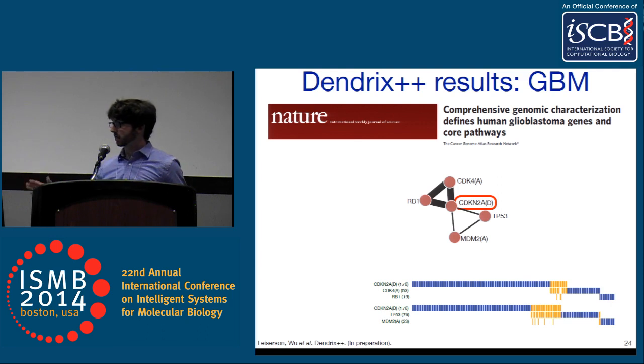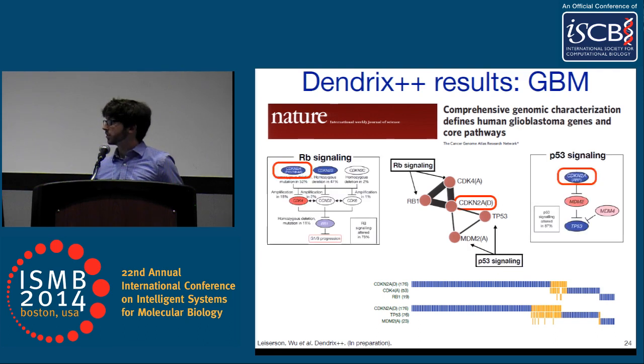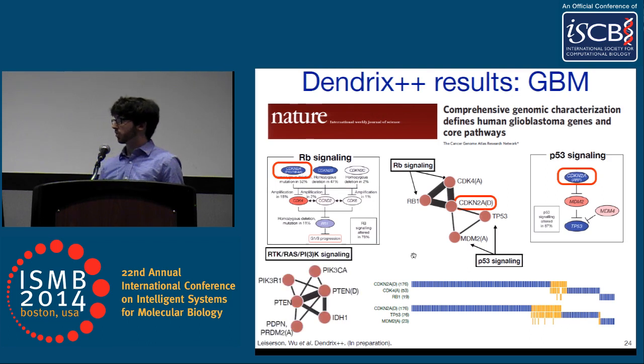At the bottom, I'm showing the mutation matrices again, where you can see they have relatively exclusive mutations. If you go back again and look at those figures in the paper, you see that half of this corresponds to P53 signaling, which includes 3 of these genes, and the other half corresponds to RB signaling. So we're able to identify these overlapping pathways solely from the pattern of their mutations. And just as a sanity check, Dendrix++ also identifies this portion of the PI3K signaling pathway as Multi-Dendrix had.